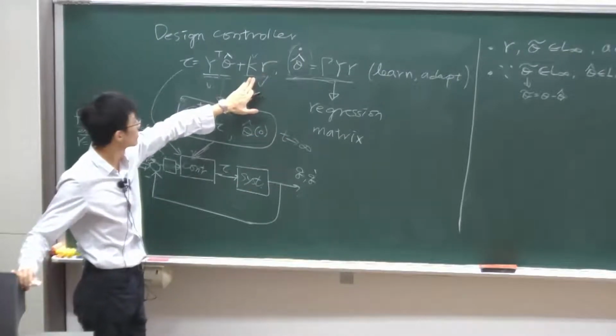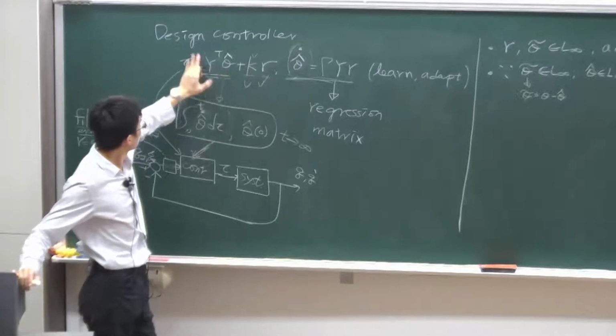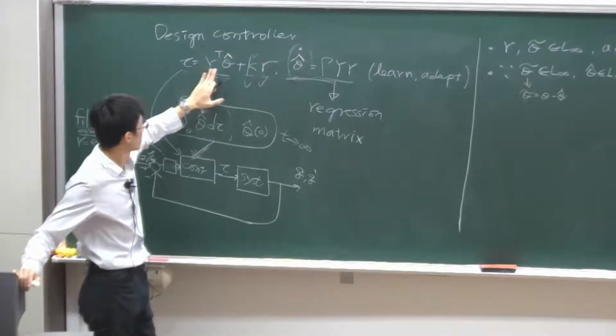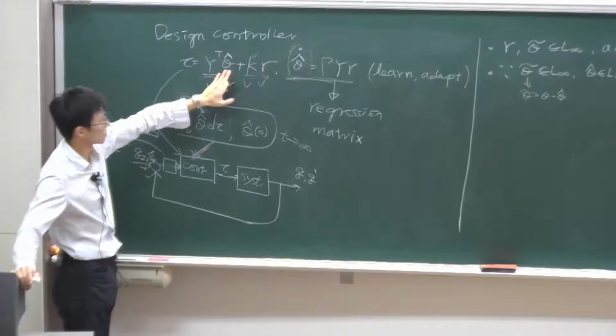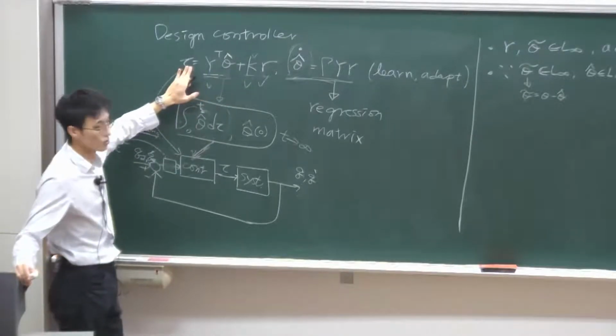K is constant, so this term is bounded. And this term should be bounded, it's a function of error signal and desired trajectories. So the questionable term is this term, because if it's unbounded, control input will be unbounded.